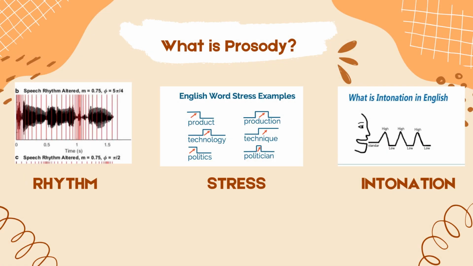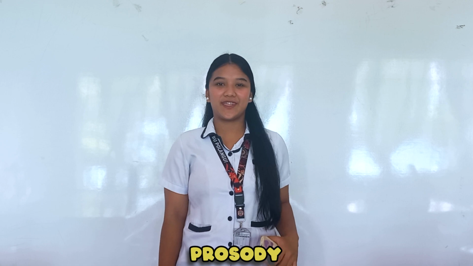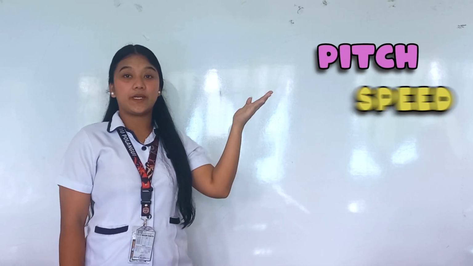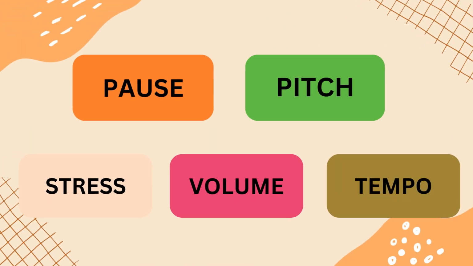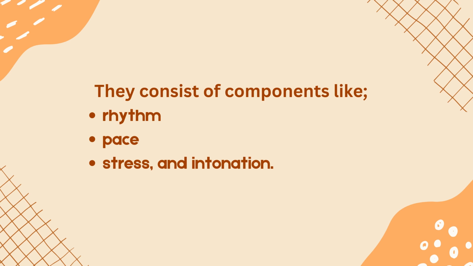The rhythm, stress, and intonation patterns used in speech are referred to as prosody. Pitch, speed, volume, rhythm, and other components all play a part in adding to the overall musicality of speech. They consist of components like rhythm, pace, stress, and intonation.